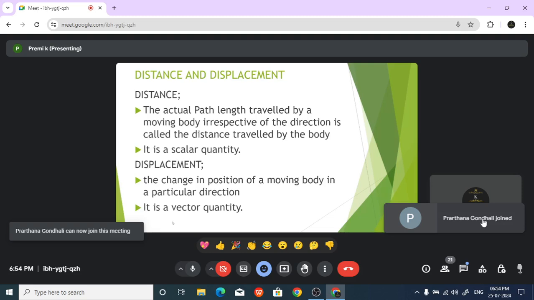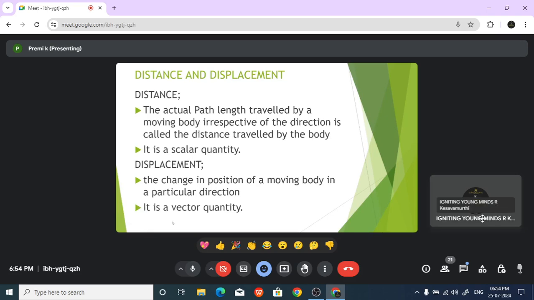Next, let us see what is distance and displacement. Both are quite similar, but there is a small variation that we have to keep in mind. Distance is the actual path length traveled by a moving body irrespective of the direction. This we have to keep in mind. It is a scalar quantity.